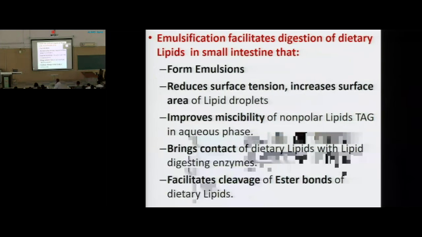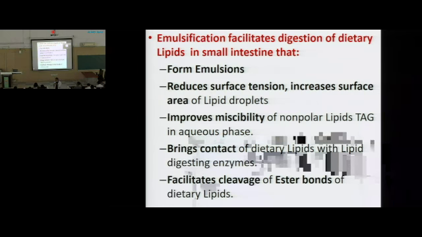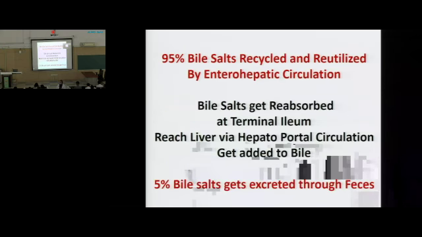So if you are asked what is the significance of emulsification, these are the points you have to remember. First it has to form an emulsion. These emulsions reduce the surface tension, increase the surface area of the lipid, improve miscibility, and bring it into contact with the enzymes, which then act to cleave it, making it a simpler form. Just imagine if there were no emulsification, do you think digestion would occur? That is what you have to emphasize and remember, how important it is.